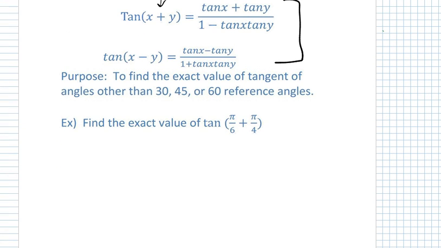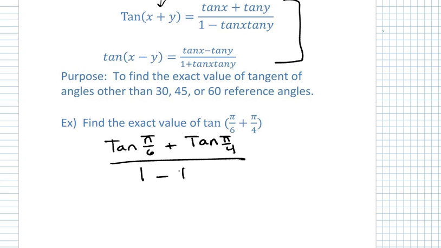So the first question we'll talk about is when it asks you to find the tangent of two angles added together: tangent pi over 6 plus tangent pi over 4. You'll put that in the sum formula. So you'll have tangent pi over 6 plus tangent pi over 4, and then 1 minus tangent pi over 6 times tangent pi over 4.